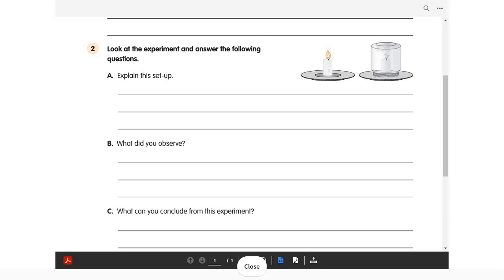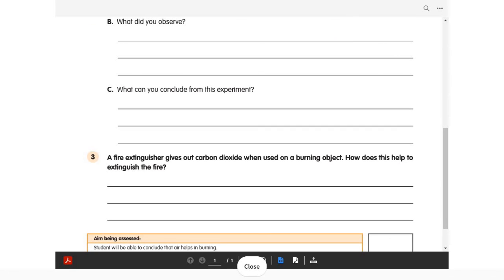Question number 2b. What did you observe from this experiment? A candle was lit. When the jar was kept over the burning candle, the flame got extinguished. Right? Question number 2c. What can you conclude from this experiment? What is the conclusion of this experiment? Yes, it proves that air is necessary for burning. So, we can conclude from this experiment that air is necessary for burning.